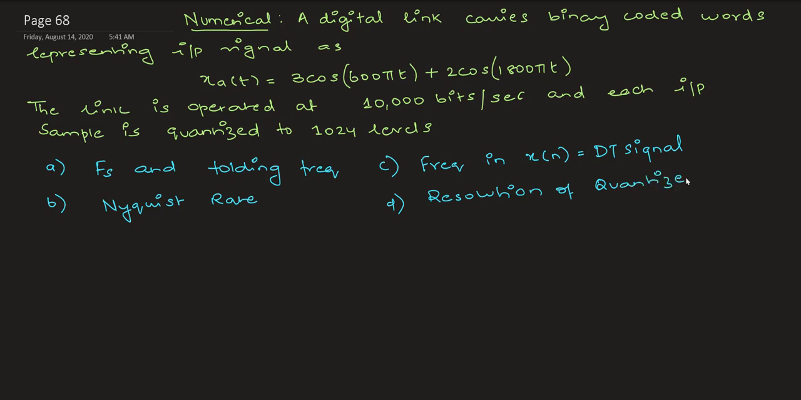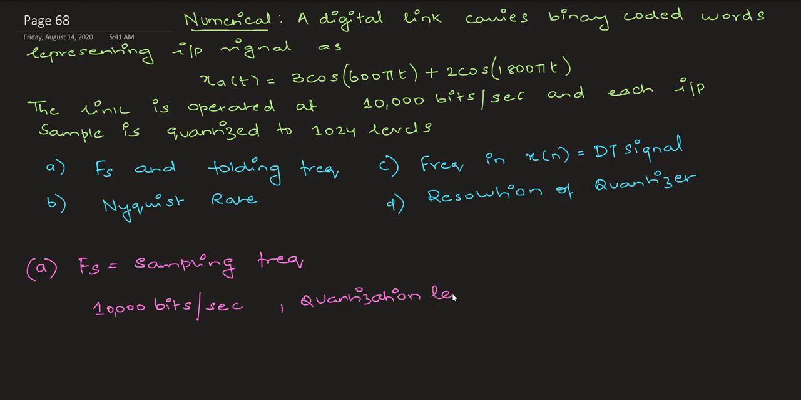Good. So these are the three things we have been given. We have been given a continuous time signal, your bit rate, and your quantization level of 1024. Now what is being asked from us is first the sampling frequency, the Nyquist rate, the DT signal, discrete time signal, and the resolution of the quantizer. So for your bit rate of 10,000 bits per second, you have quantization levels 1024, right? Now from this 1024, I can compute the number of bits of my quantizer, because 2 to the power of b is equal to L.